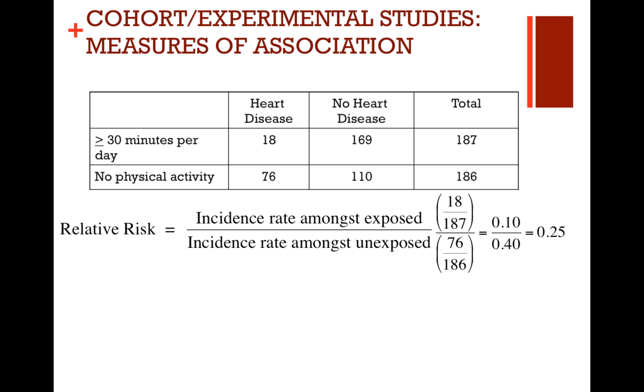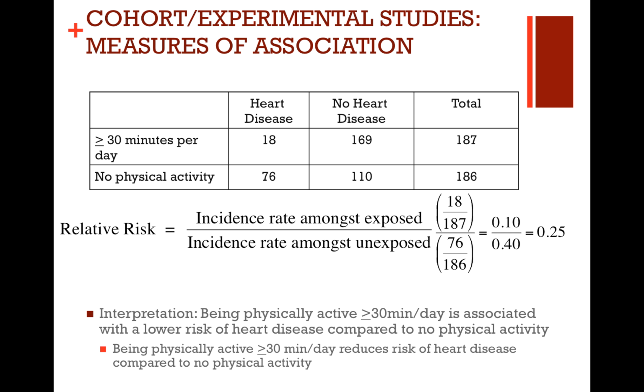Well, that's pretty different, right? So now it's 0.25, which says being physically active more than 30 minutes a day is associated with a lower risk of heart disease compared to no physical activity. And in this case, you're 75% less likely to be diagnosed with heart disease if you exercise more than 30 minutes per day compared to not being physically active at all in this population. And you could, if you wanted, create a third table where you look at more than 30 minutes a day compared to less than 30 minutes a day to see if there's any difference there.